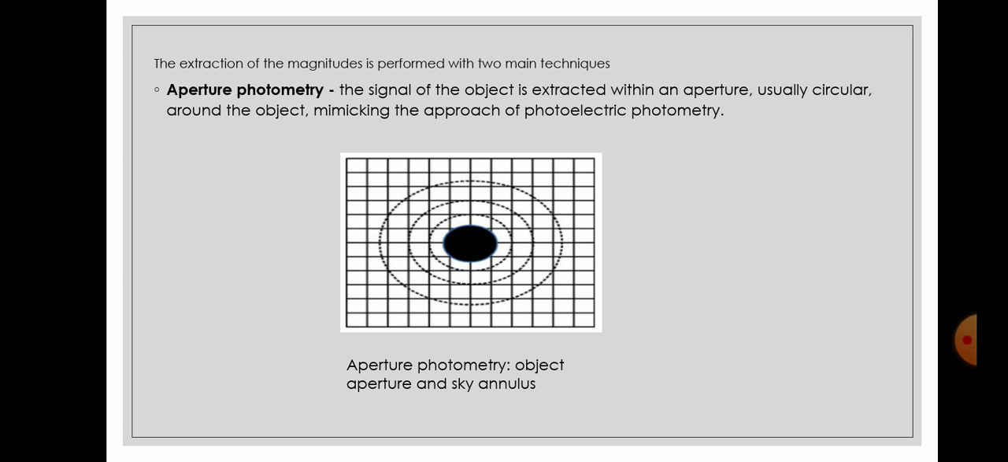The extraction of magnitudes is performed with two main techniques. First one is the aperture photometry. It is the signal of the object extracted within an aperture, usually circular around the object, mimicking the approach of photoelectric photometry.